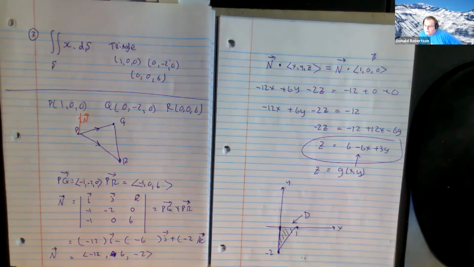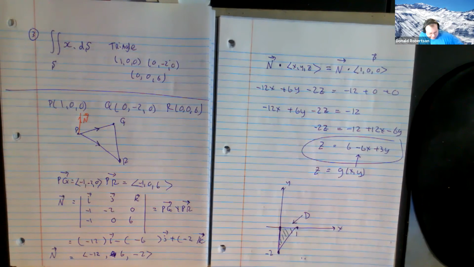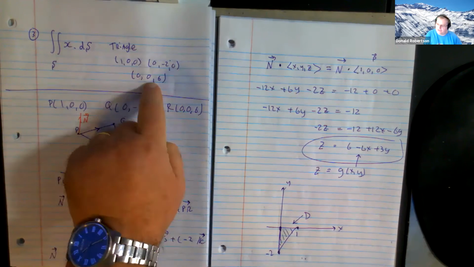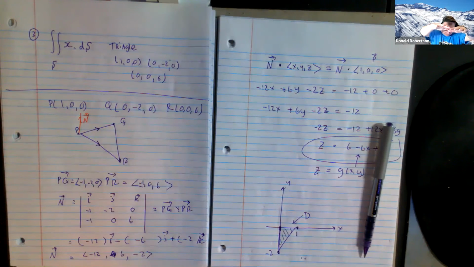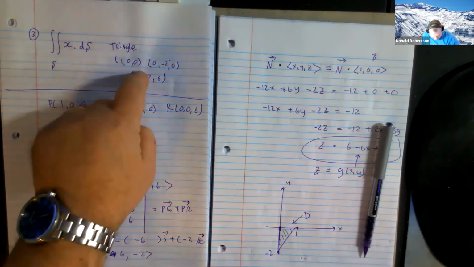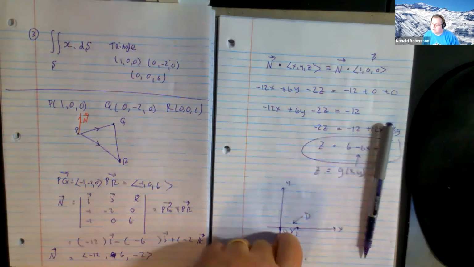Do you see how I found D? I looked at these 3 points in X, Y, Z, and I just basically made the Z disappear, and what's left is the X and Y coordinates of what that triangle looks like. It looks like this guy.